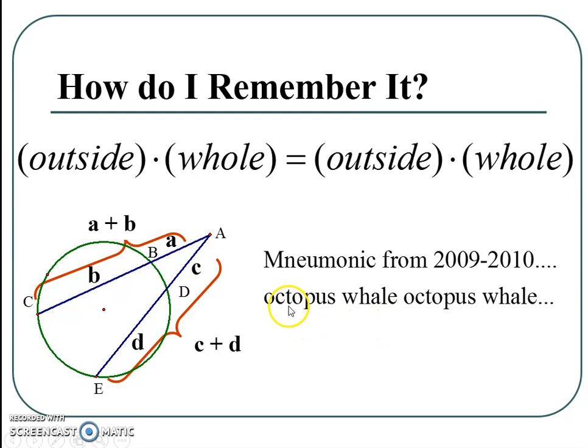The way we used to remember back in the day, we say octopus, whale. So octopus times whale equals octopus times whale. Outside times whole equals outside times whole. So I'll use it as octopus whale, octopus whale. Octopus means outside, whale means whole. Octopus, outside; whale, whole. That's how I used to remember it.